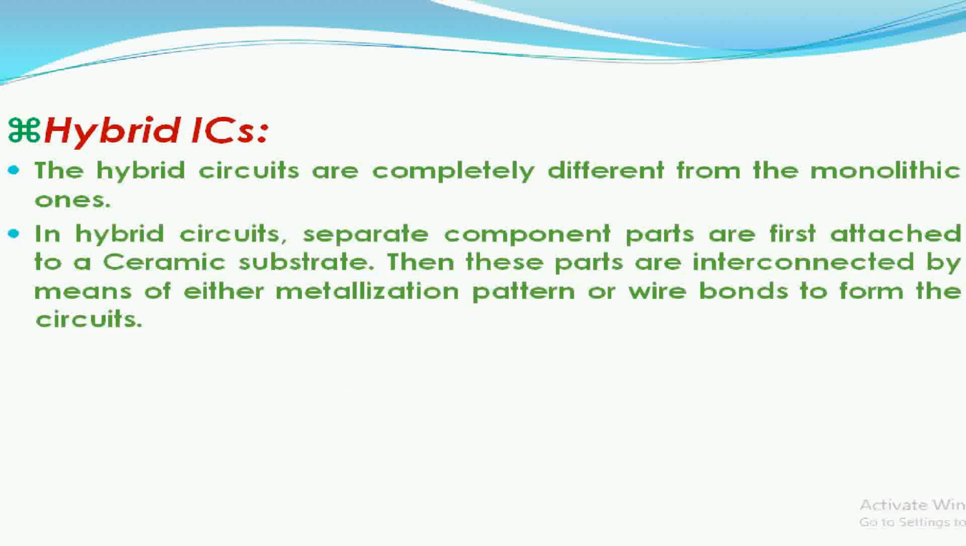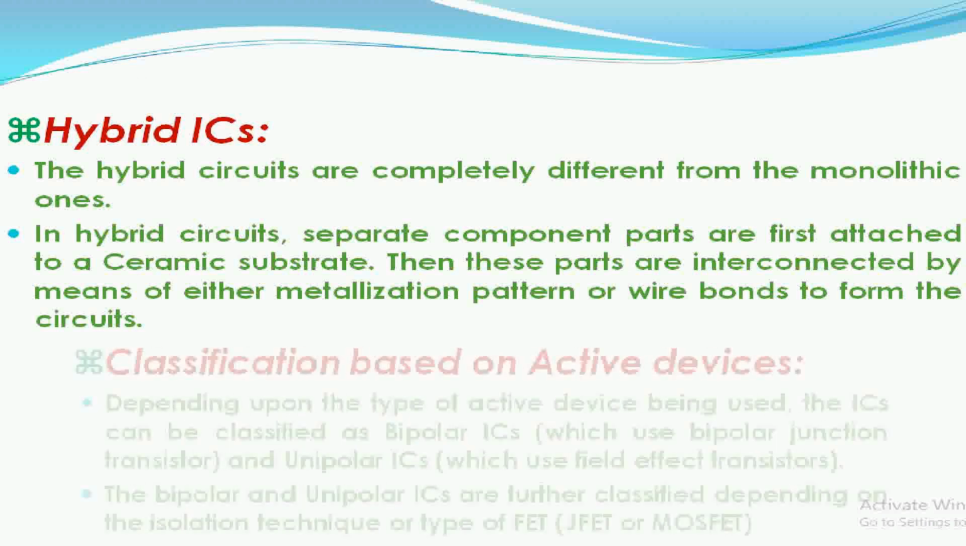The hybrid circuits are completely different from monolithic ones. In hybrid circuits, separate component parts are first attached to the ceramic substrate. Then these parts are interconnected by means of either a metallization pattern or wire bonds to form the circuit. First, the components are placed in the hybrid ICs. So according to our requirement, we will do some connections.